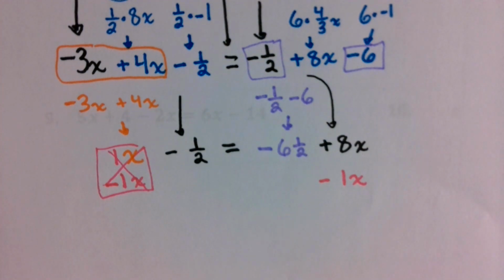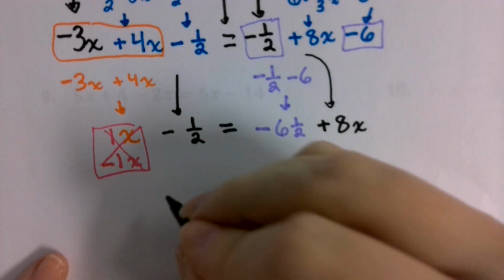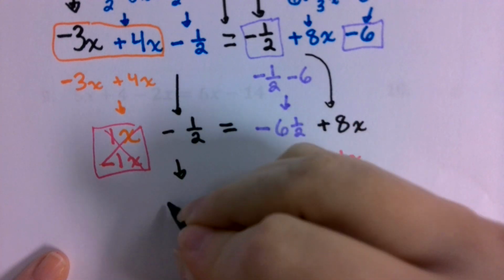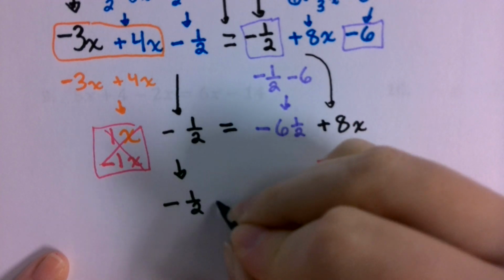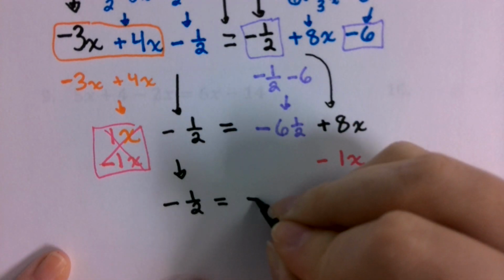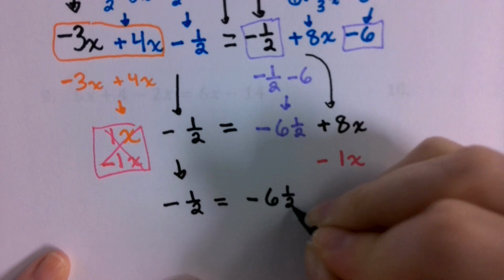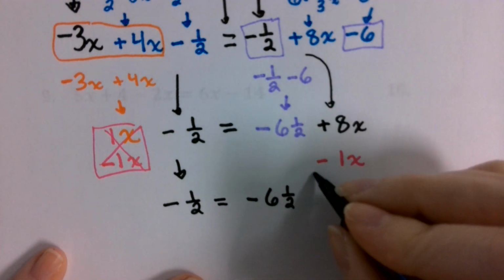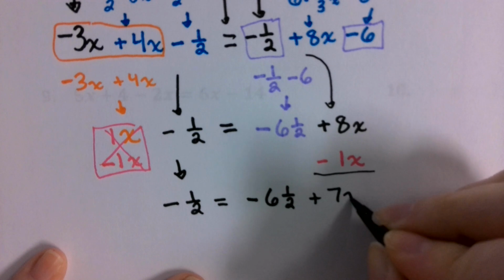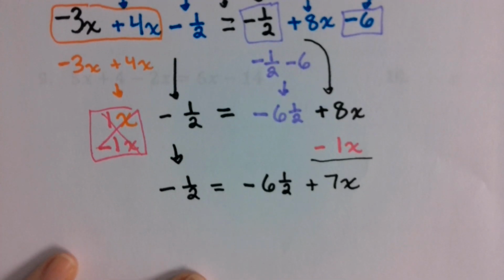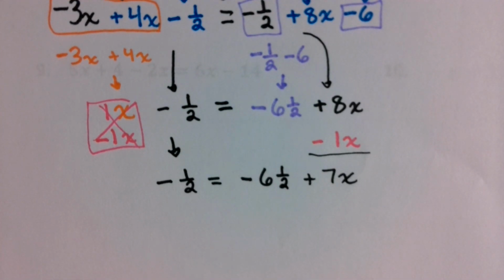Those are going to get canceled out. We now still have a negative half is equal to a negative 6.5 plus 7x. Okay, from here, it's a two-step equation. What are we going to do first? It doesn't matter that it's fractions. Zachary?